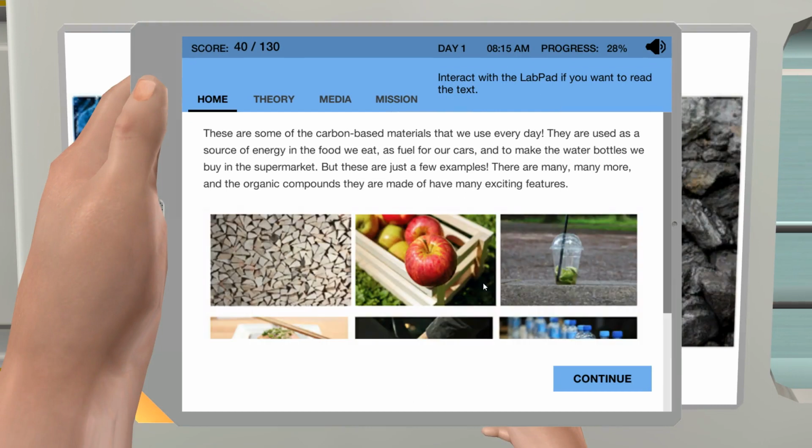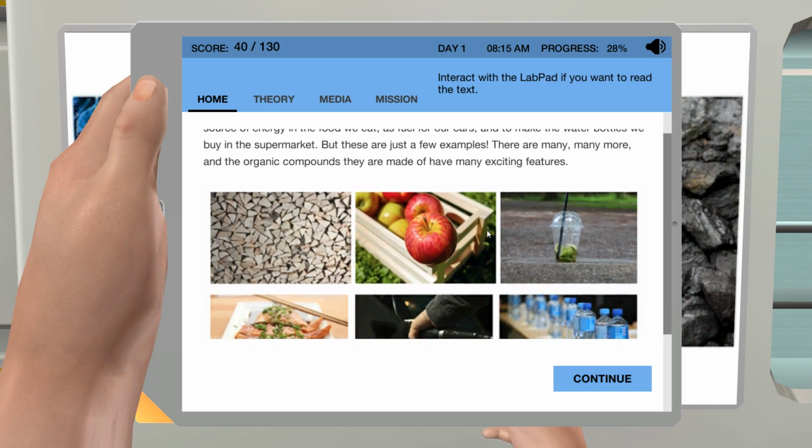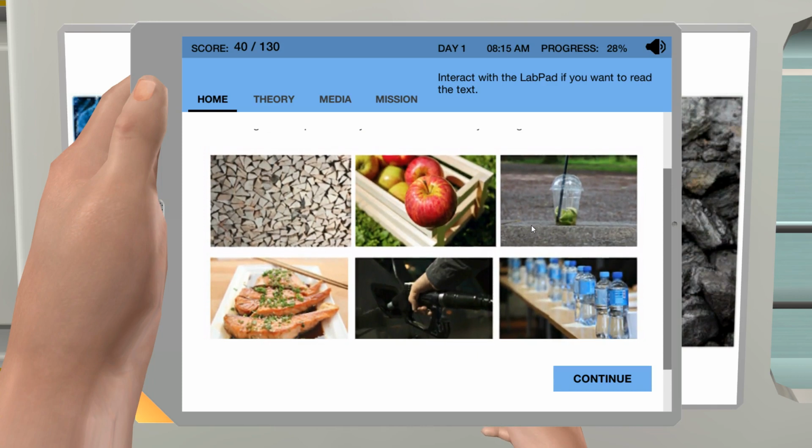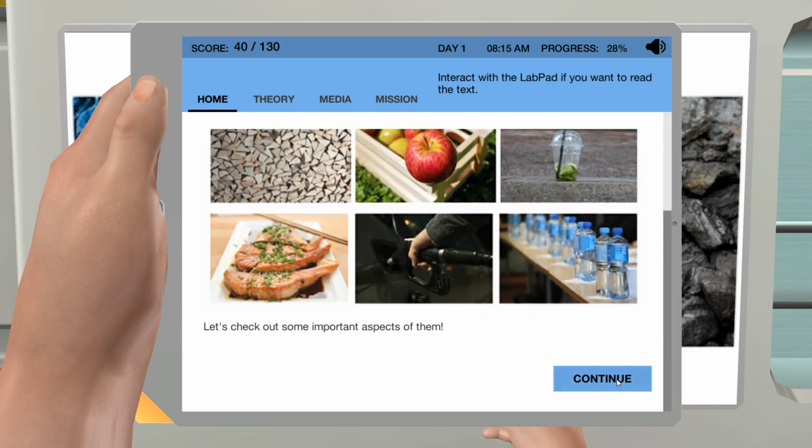These are some of the carbon-based materials that we use every day. They are used as a source of energy in the food we eat, as fuel for our cars, and to make the water bottles we buy in the supermarket. But these are just a few examples. There are many, many more, and the organic compounds they are made of have many exciting features. Let's check out some important aspects of them.